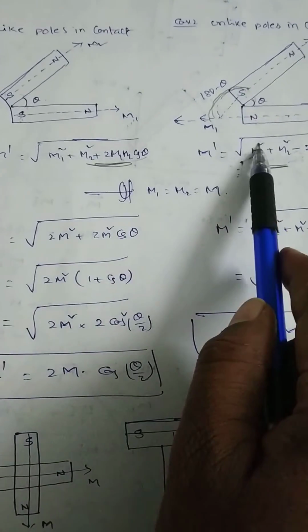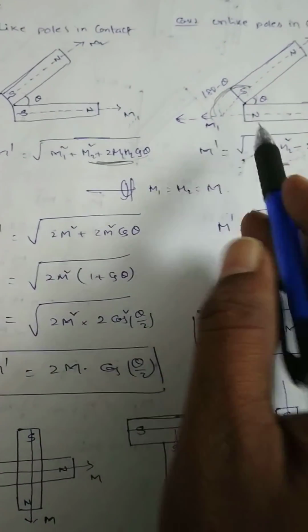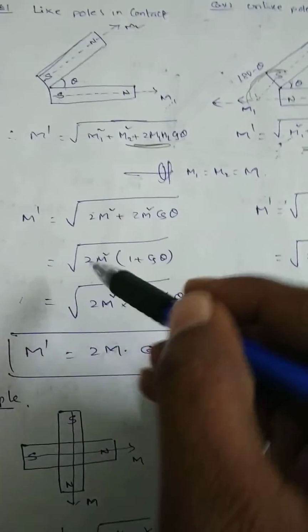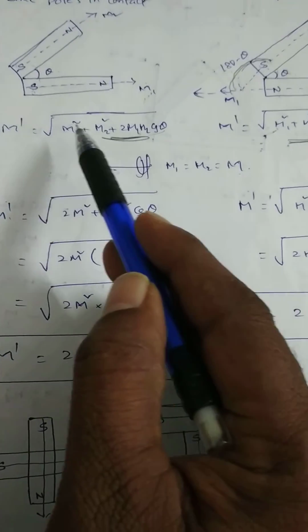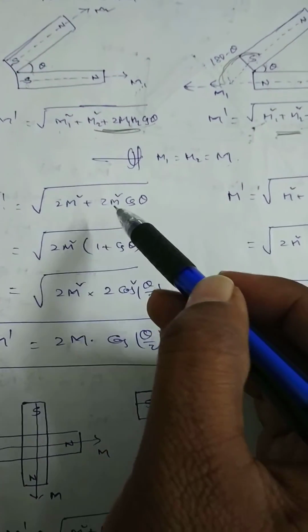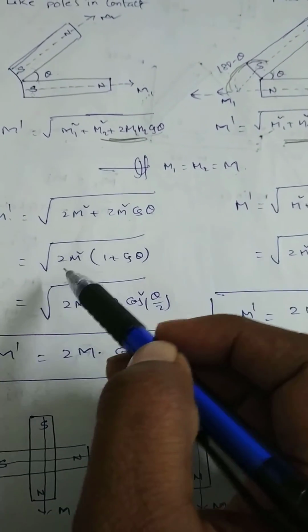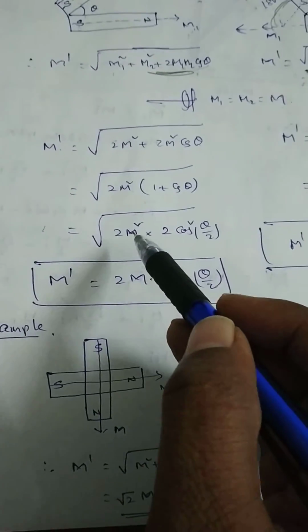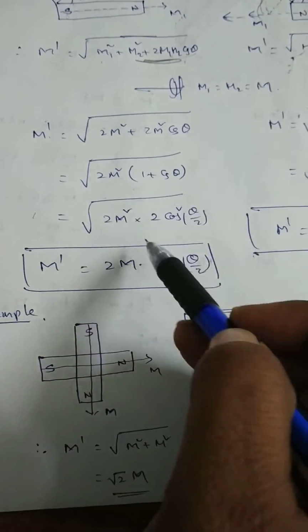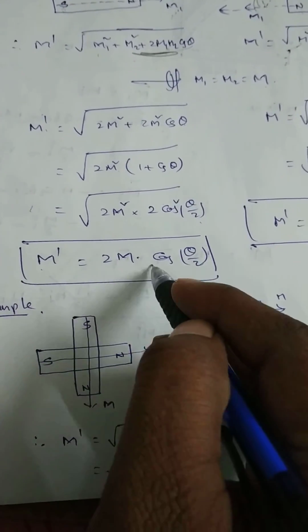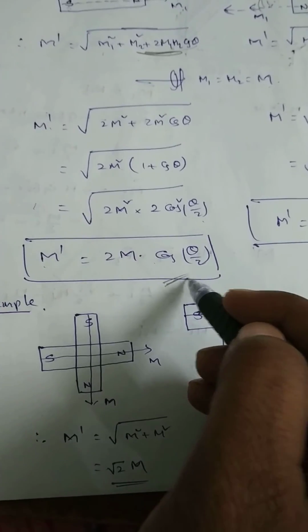Suppose in both the cases, both the magnets have the same moment, M1 equal to M2 equal to M. In the first case, M dash is equal to root of M square plus M square plus 2 M square cos theta, which is 2 M square into (1 plus cos theta), and 1 plus cos theta is 2 cos square theta by 2. Therefore, M dash is equal to 2 M cos theta by 2. This is the formula for net magnetic moment.